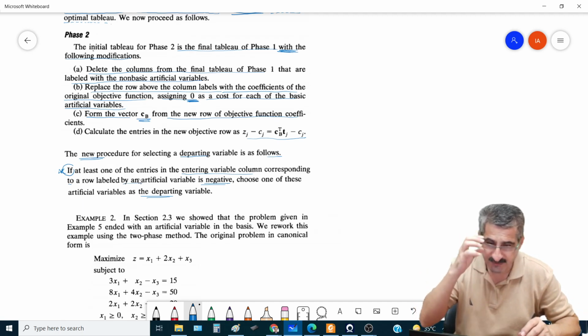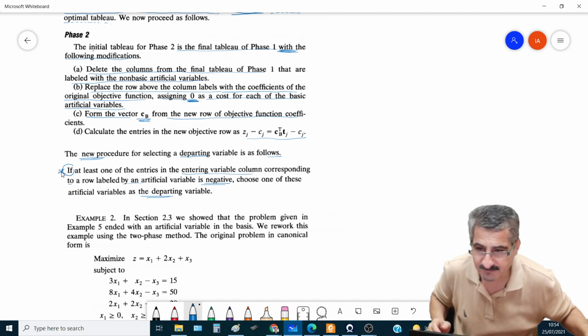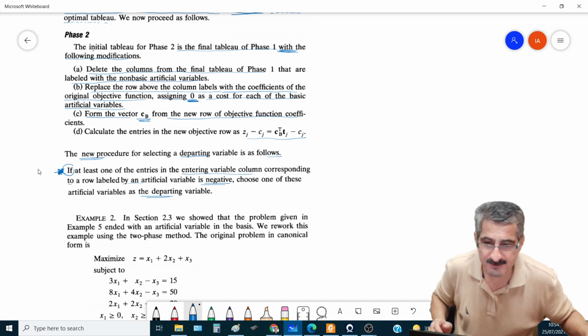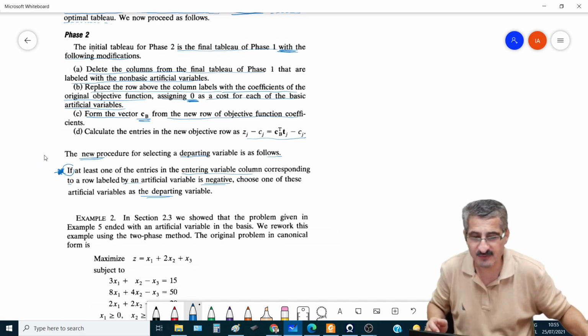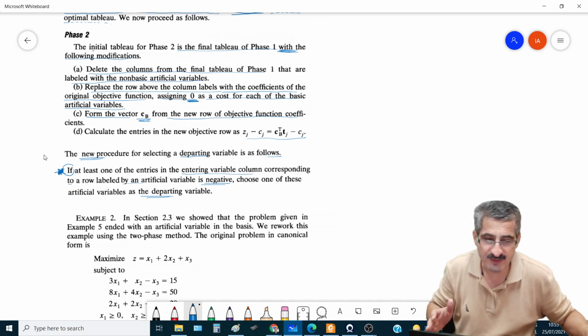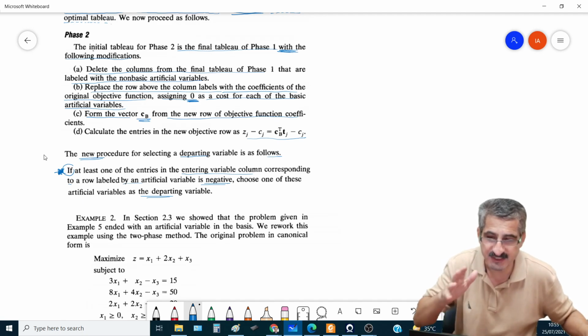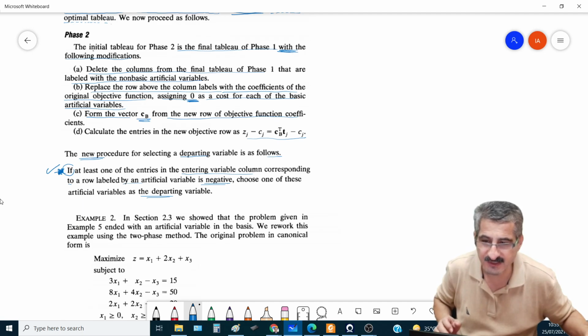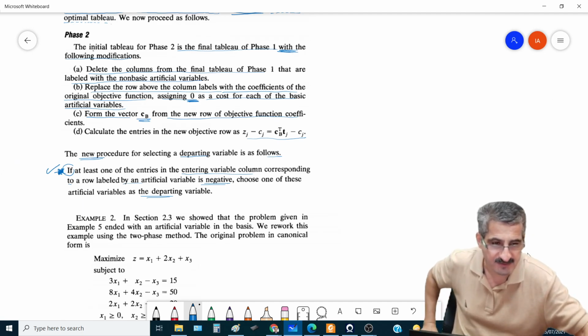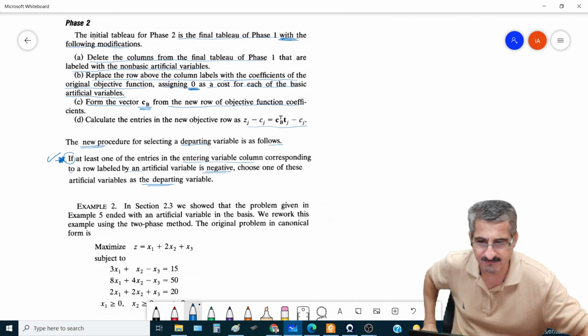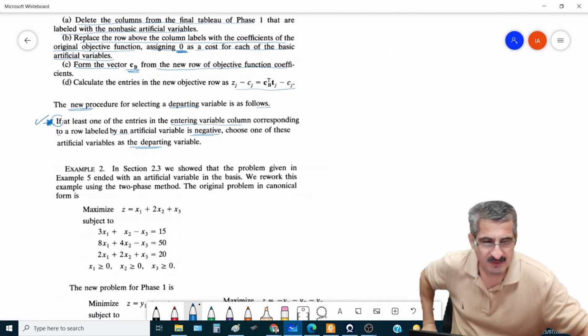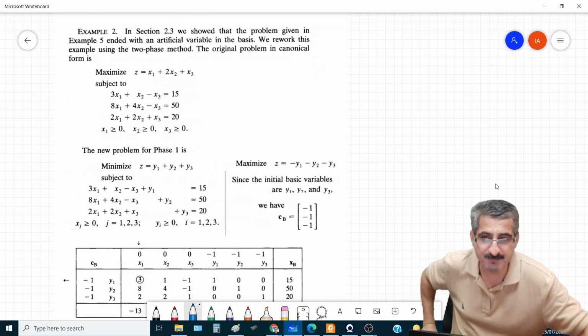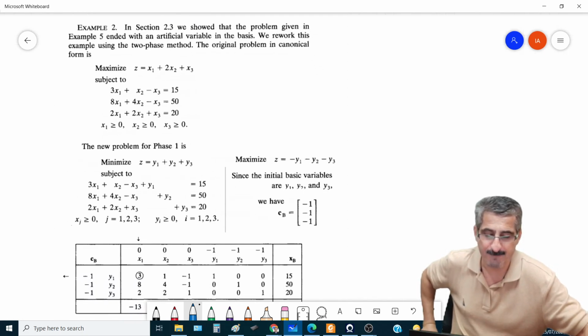Now, what if we don't find such a thing? What do we do? There is an exercise which says that one of them, such a thing must happen. Such a thing must happen, for some reason. And this is exercise number 18. Okay. Now let us apply everything here.